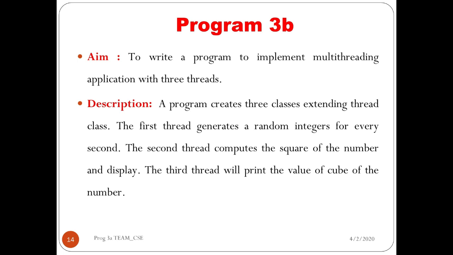That is program 3b. What is the aim of the program? To write a program to implement a multi-threading application with 3 threads. Next, the description of the program. The program creates 3 classes extending the Thread class. The first thread generates a random integer every second. The second thread computes the square of the number and displays it. The third thread prints the cube of the same number.